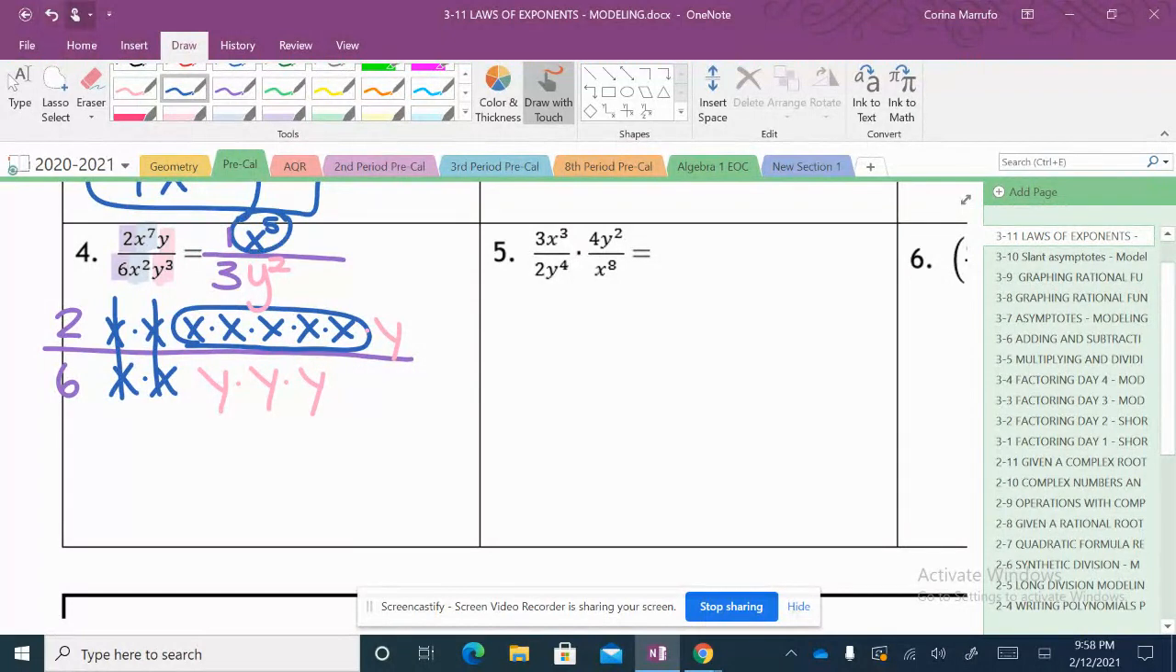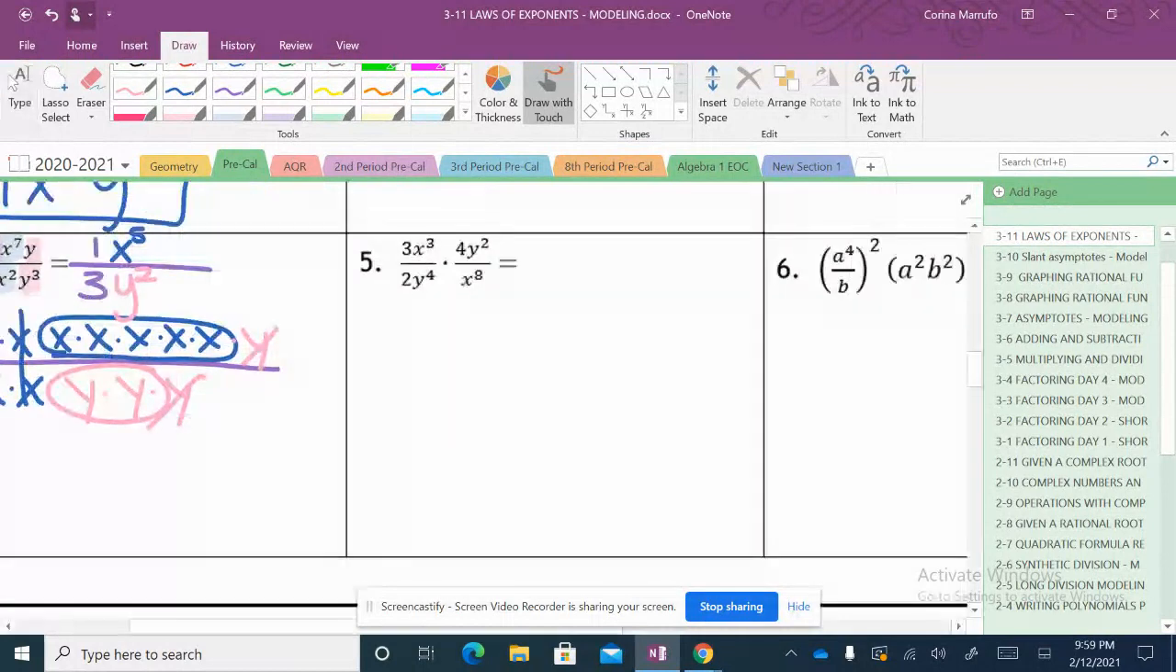And then for the y's, this y will cancel out with one of these y's, and we are left over with 2 y's. So that's why I have this y squared here on the bottom. So I hope that kind of explains why I put the y on the bottom and I didn't put a negative on there.